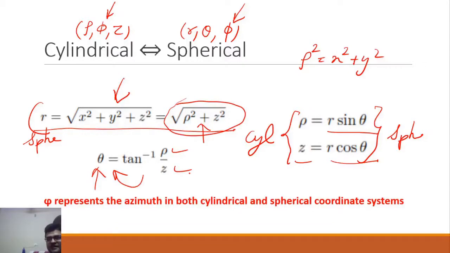So I hope that with this presentation you have understood how to convert any coordinate system into any other coordinate system. You will need it while converting vectors also from one coordinate system to another.